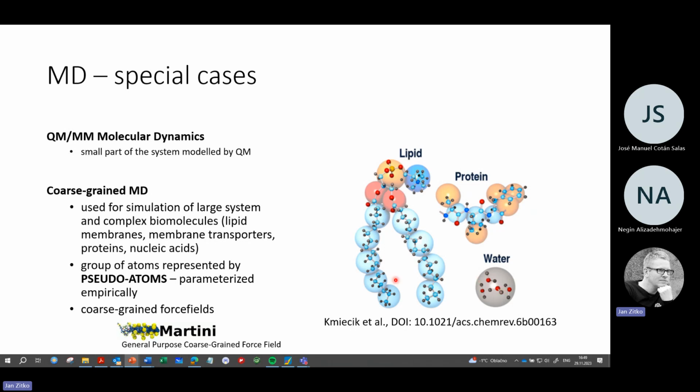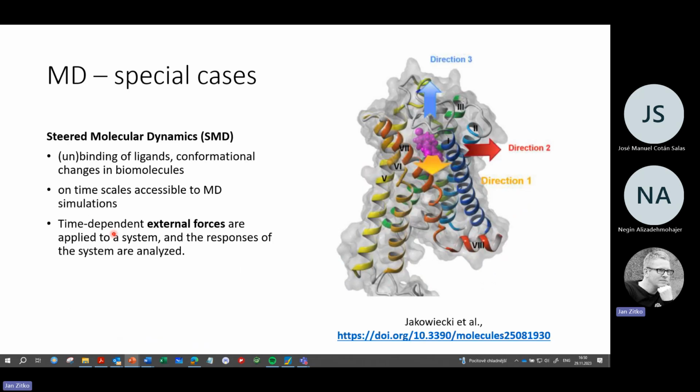You use it if you need to study really big systems like phospholipid membranes, proteins which are very large, or you need very long simulations. Because if you have a normal protein and you want a normal length simulation, you can use a normal force field and have each atom as a particle. But if you need a very long simulation, then your only hope is to use coarse-graining to speed things up.